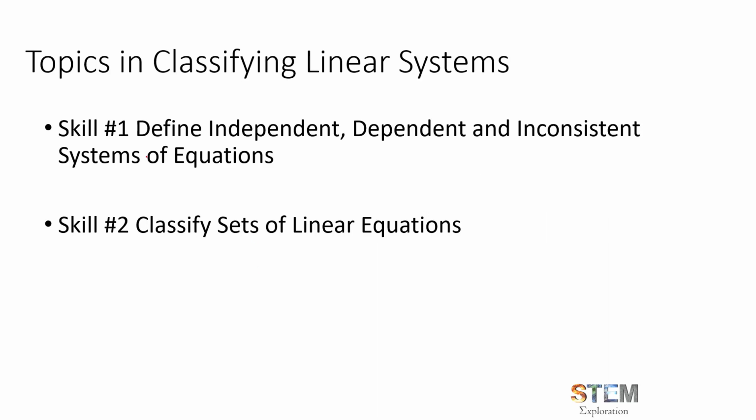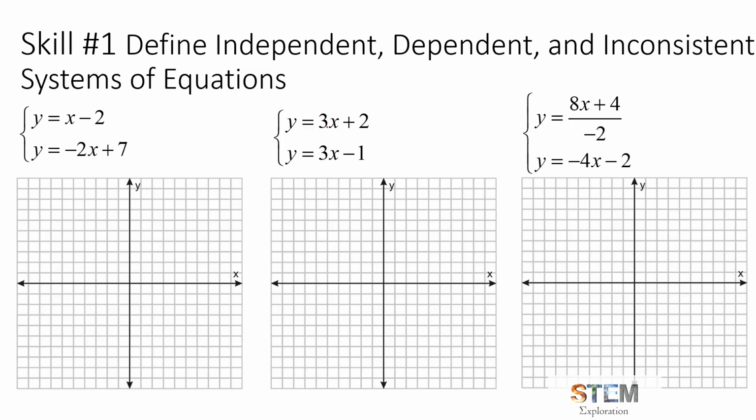Specifically, I want to talk about the definitions of independent, dependent, and inconsistent systems of equations, and then finish off by going over some examples of how to classify sets of linear equations. So without further ado, let's get started here.